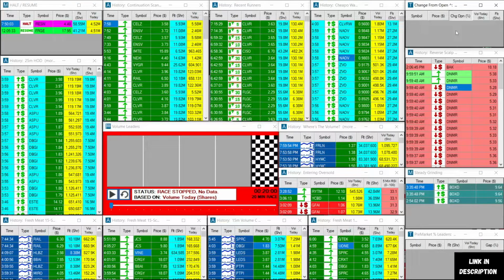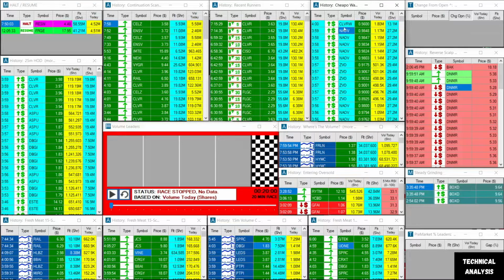This one here is a change from open scan. It's going to filter from the percentage most gained since open. So since the opening bell, stocks that have gone up from 9:30 on, we're going to see on this list here. So we're going to see where the relative strength is in the market. This one here, again, is another high of day scanner.